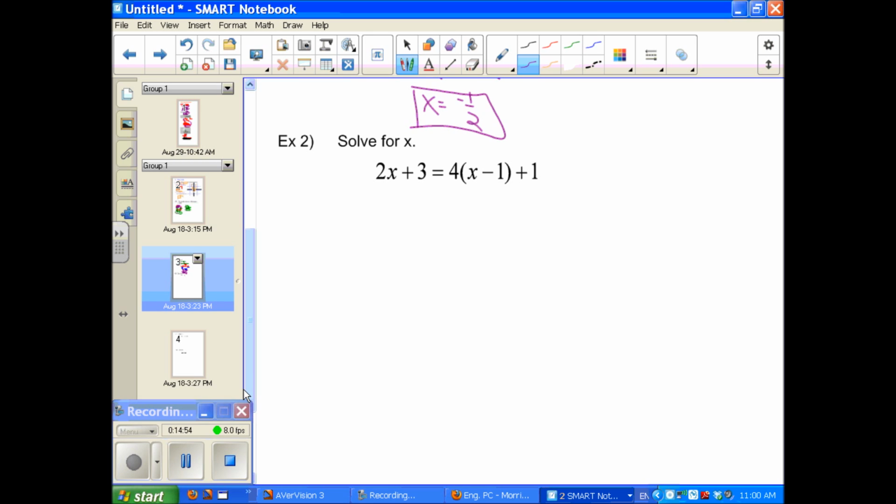Okay, how about this one then? What should I do first? Distribute. Good. 4x minus 4 plus 1 is 2x plus 3. Now what?